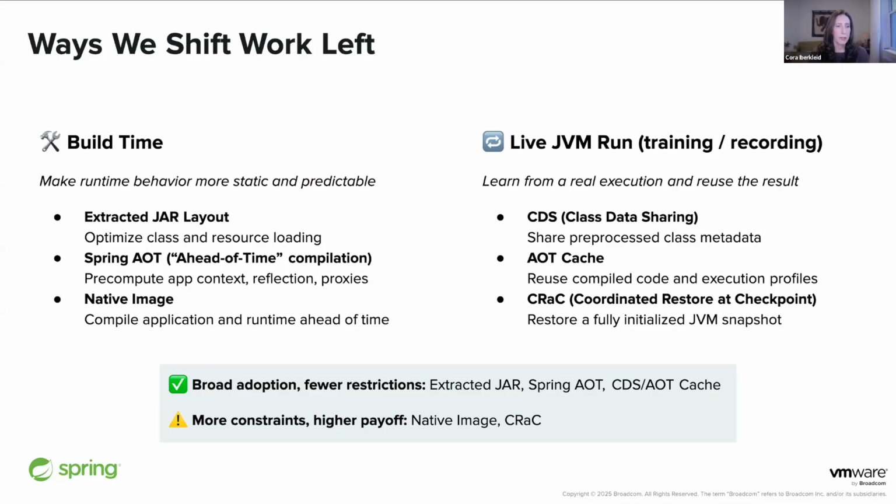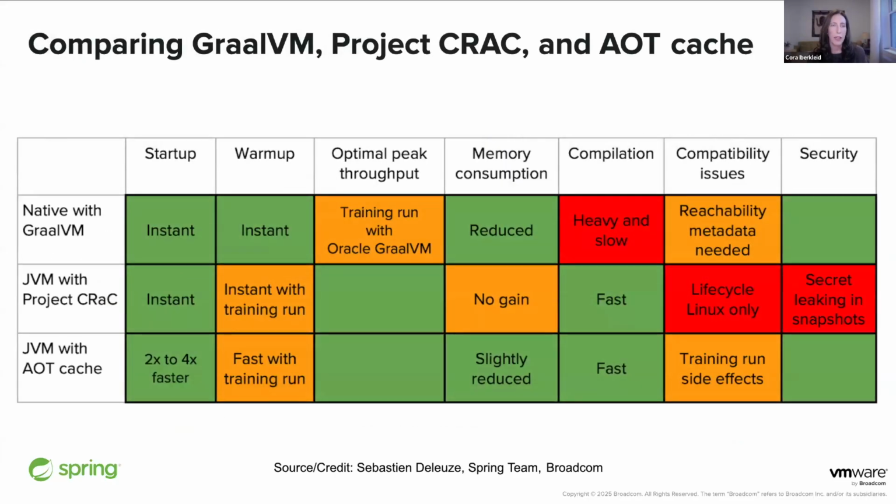And just to go a little more into detail before we focus on Leyden, is this table, credit Sebastien Deleuze on the Spring team for this work, showing the native image with GraalVM, the JVM snapshot with CRaC, versus the part of Project Leyden, JVM with AOT Cache. The startup and the warm up improvements with native and CRaC are very impressive.